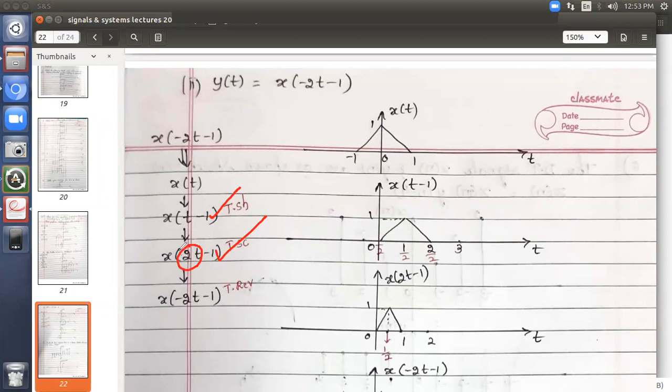To get the compression, go for division. So how to do division? You can see it from the red pen I have marked. It is divided by 2. What is the new range? 0 by 2 will be 0 only. 1 by 2 is 0.5 and 2 by 2 is 1. New signal range is between 0 to 1.